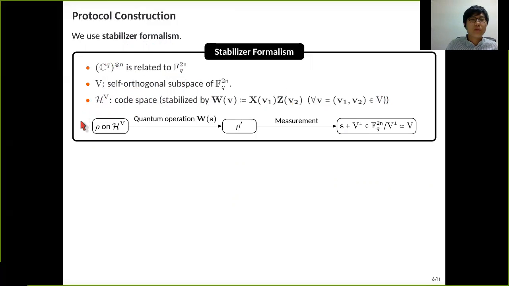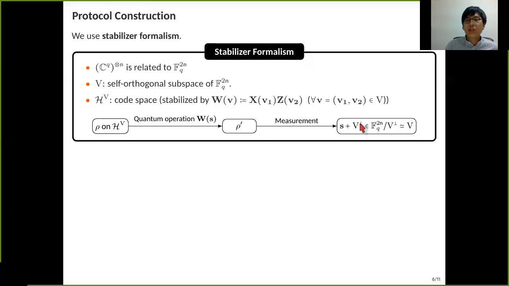So with this stabilizer formalism, we can consider this line of information processing task. Let's say that a state rho is prepared on this code space, and some quantum W operation is applied. Then by applying some measurement, which is also usually called the syndrome measurement, we obtain some classical information as a plus V perp.